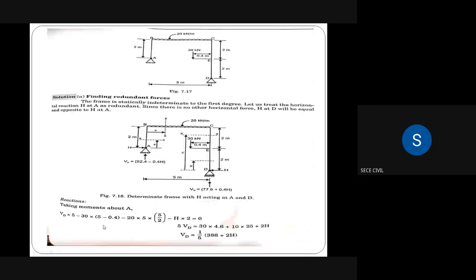After calculating the H value, now we have to calculate the final moments. First, the moment for span AB. For span AB, Mx is minus Hx. At x is equal to 0 means point A, and x is equal to 2 means point B. Point A is a hinged support, so moment will be 0. At x is equal to 2, M is equal to MB, so we substitute. So MB is equal to minus 22.556 kilonewton meter.